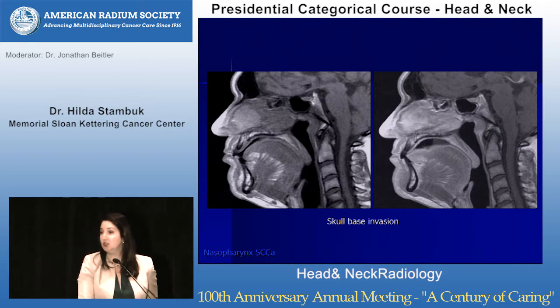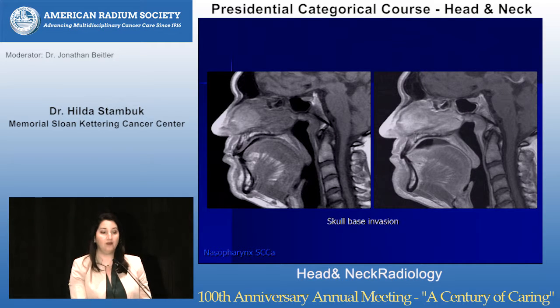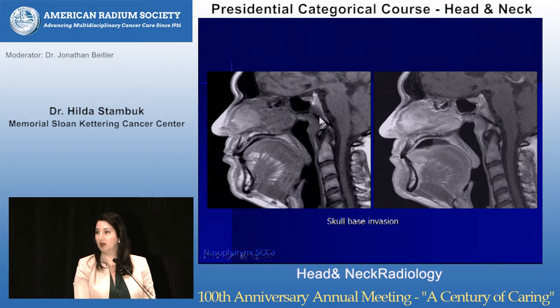I like to see it on two views, and one of my more favorite views is the sagittal. If you look on the pre-contrast T1 weighted image, here's the clivus. Nice fatty marrow dorsally, but ventrally it's replaced by gray tumor. If you just look at the post-contrast image, this is the exact same patient. Look how the tumor enhances. You're going to miss skull base invasion.